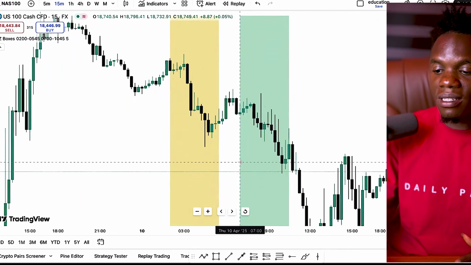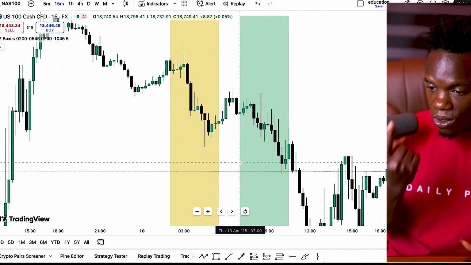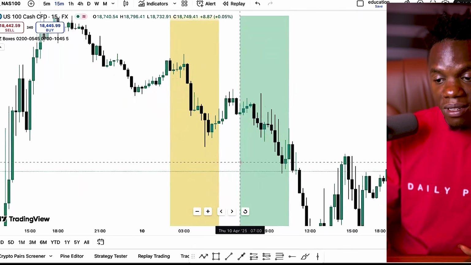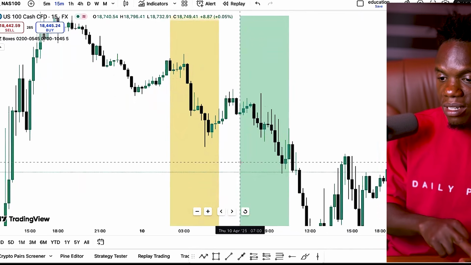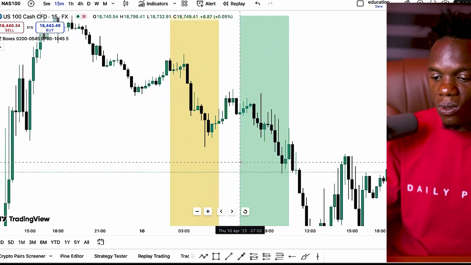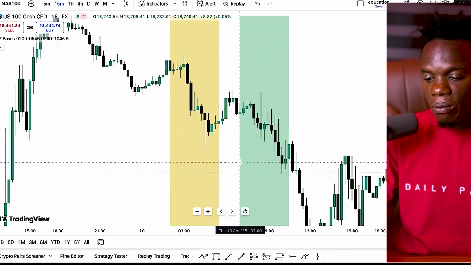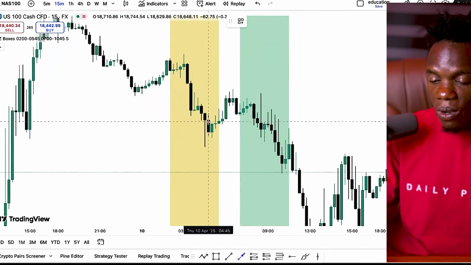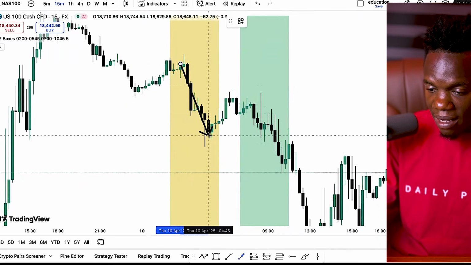All we just have to do is read the direction of the market that the London key zone gave to us. And most of the time, it's going to be either bullish or bearish. Most of the time, it's not going to be consolidating. So that's why I said it's either bullish or bearish.